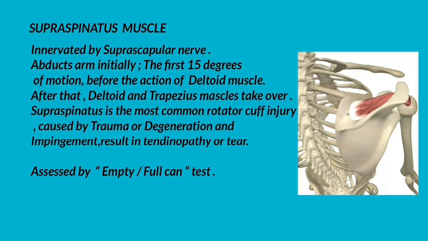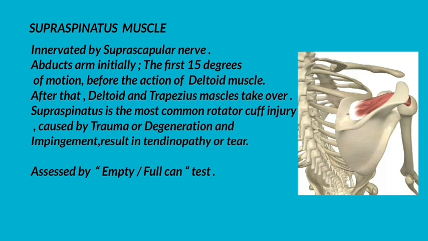First, supraspinatus muscle. Supraspinatus muscle is innervated by the suprascapular nerve. It abducts the arm initially, the first 15 degrees of motion, before the action of the deltoid muscle. After that, deltoid and trapezius muscles take over the action.